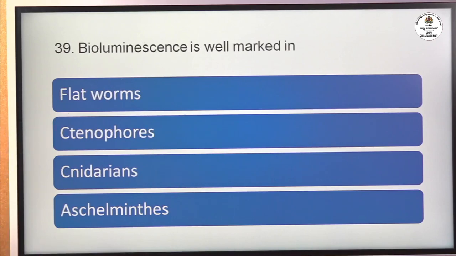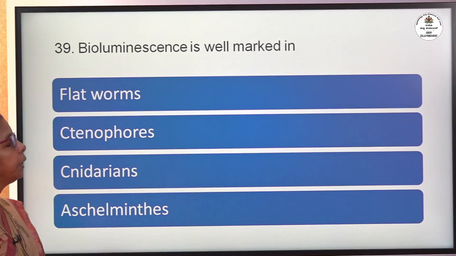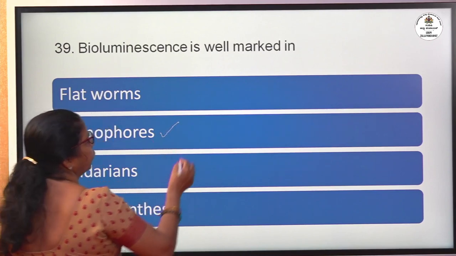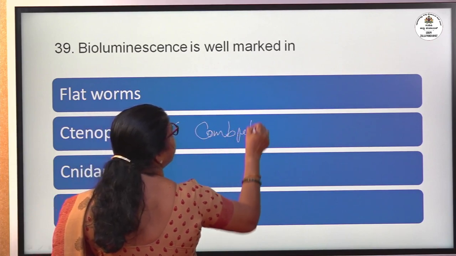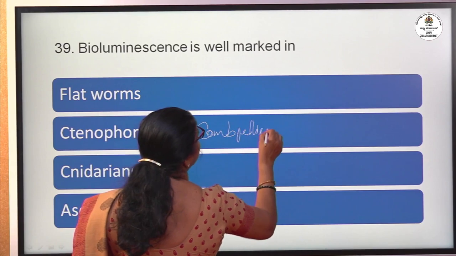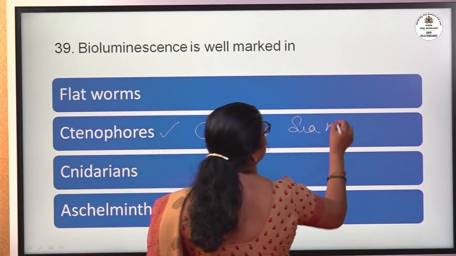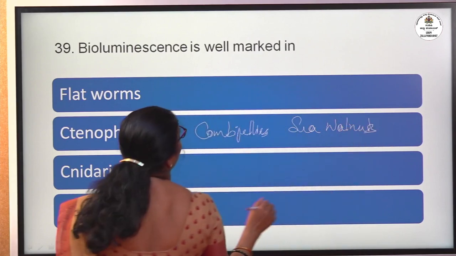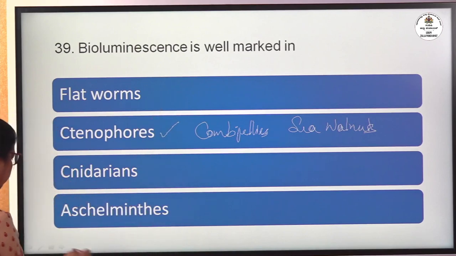Bioluminescence is well marked. Bioluminescence is the property of emitting light by living organisms. That is in the case of ctenophores. An example is comb jellies. These are deep sea organisms. They are also called sea walnuts. They have comb plates, and these ctenophores exhibit bioluminescence.